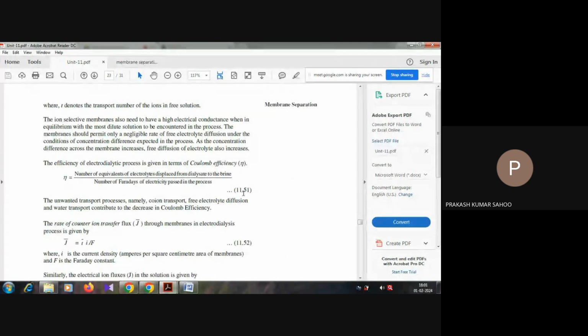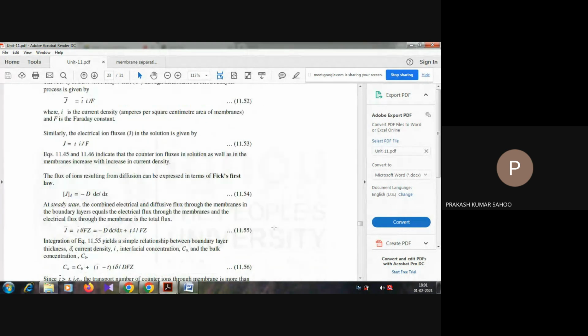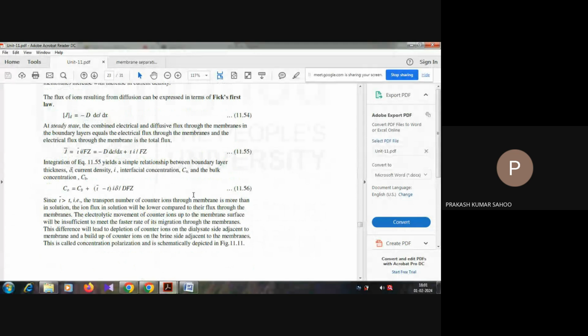Here the Coulomb efficiency of the electrodialysis process is eta, equal to the number of equivalents of electrolytes displaced from the dialysate to the brine divided by the number of Faradays of electricity passed in the process. These are the mathematical equations. Then we have Fick's first law: J = -D dC/dx.